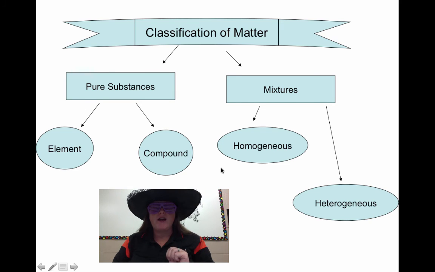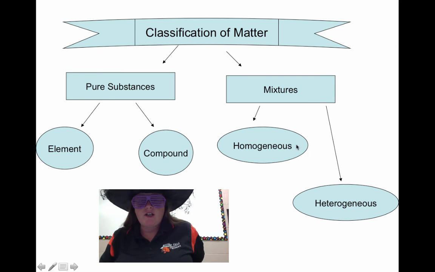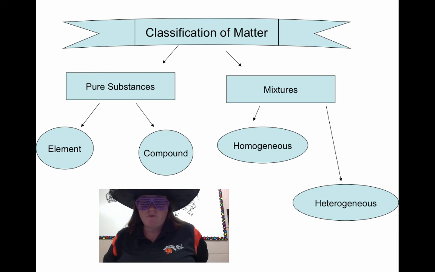You may be asked on a test to replicate this schematic diagram, breaking down the classification of matter into pure substances and mixtures, telling me that pure substances include elements and compounds, and giving me a couple examples of each, and then telling me that mixtures can be either homogeneous or heterogeneous, and then giving me several examples of each.